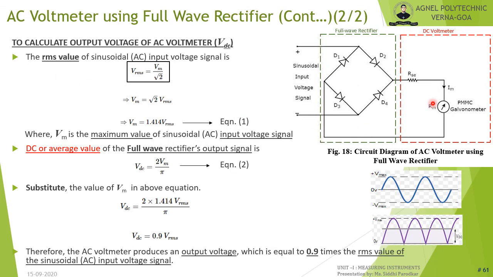Now let us derive an equation for the output voltage produced by the AC voltmeter. The output voltage produced by the AC voltmeter is equal to VDC, where VDC is the DC equivalent of the rectified output signal. The RMS value, that is root mean square value of the AC signal, is given as Vrms is equal to Vm upon root 2, where Vm is the maximum value of the AC signal. Now if we cross multiply, we get Vm is equal to root 2 into Vrms. Substitute root 2 as 1.414. We get Vm is equal to 1.414 Vrms. Write this equation as equation number 1.